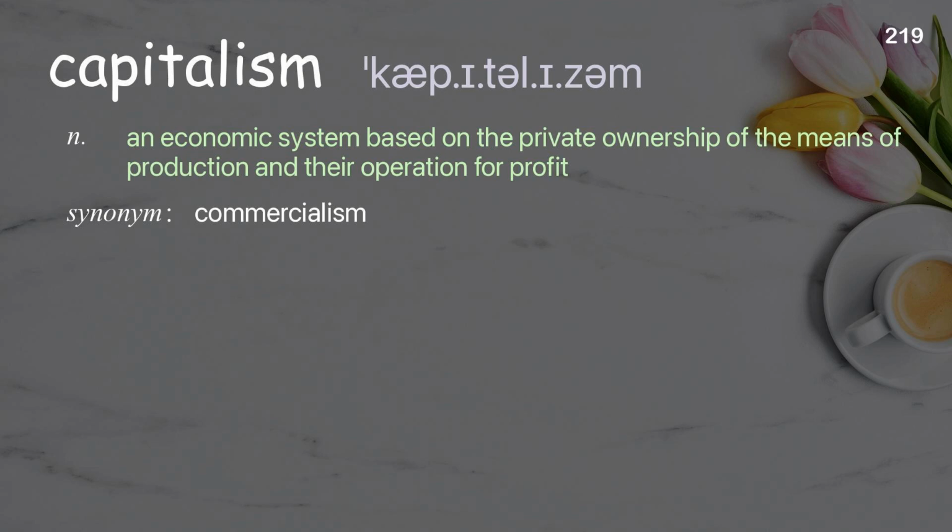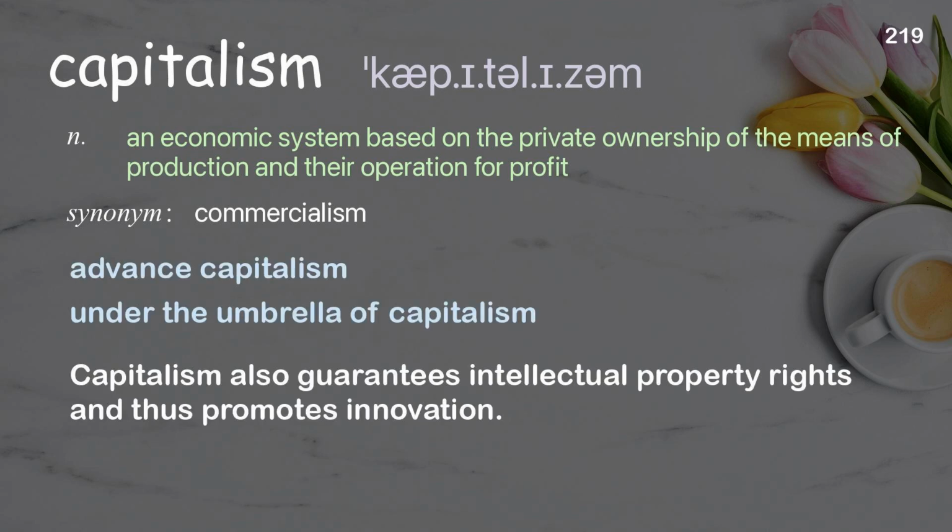Capitalism: an economic system based on the private ownership of the means of production and their operation for profit. Examples: advance capitalism, under the umbrella of capitalism. Capitalism also guarantees intellectual property rights and thus promotes innovation.